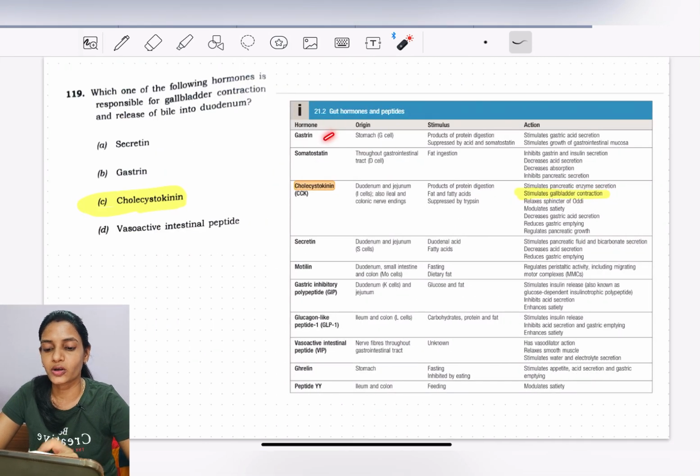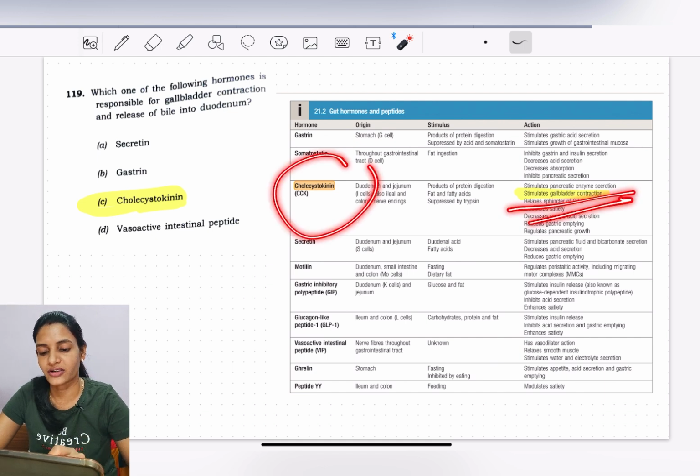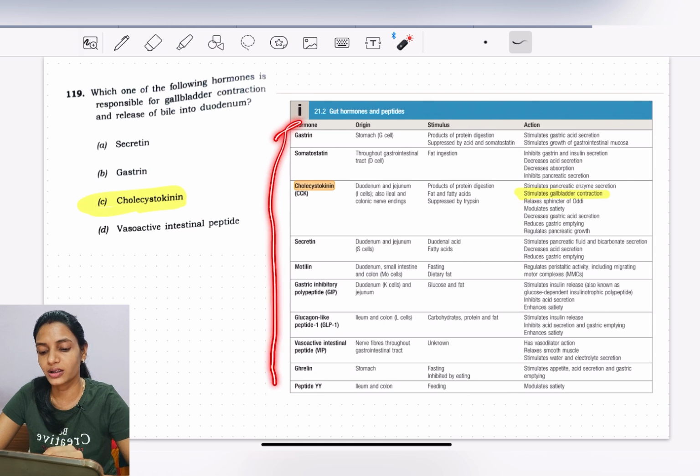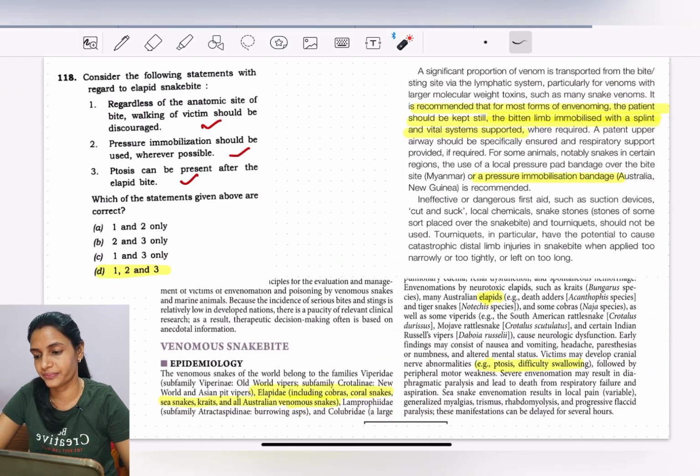Next question, they are talking about gut hormones. Which gut hormone is responsible for gallbladder contraction? So for gallbladder contraction, cholecystokinin is responsible. So the answer is C. Rest of the gut hormones you can see from this table and read the action. I have taken this table from Davidson.